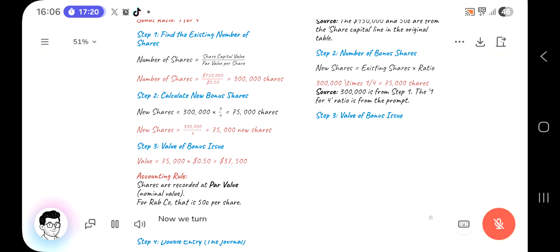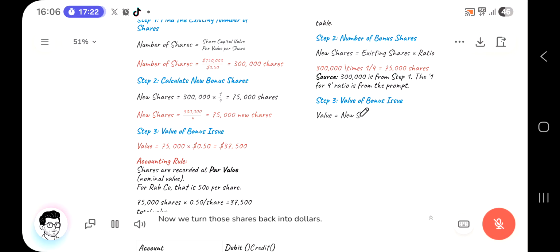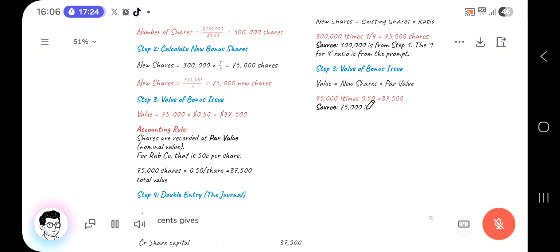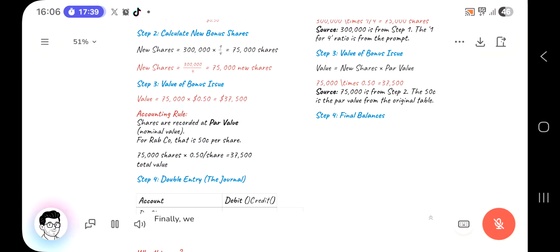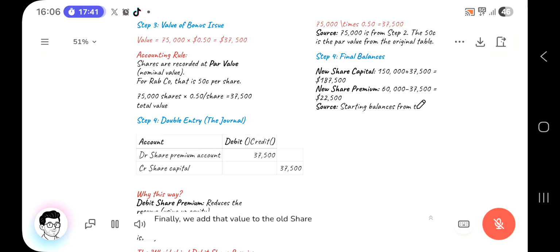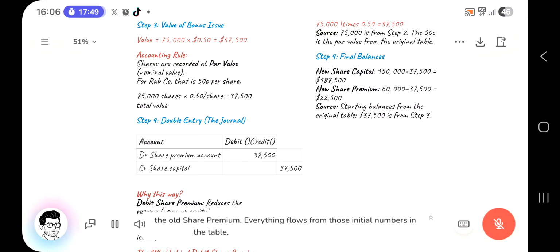Now we turn those shares back into dollars. 75,000 shares times 50 cents gives us the $37,500 value. This is the exact number your notes show for the journal entry. Finally, we add that value to the old share capital and subtract it from the old share premium. Everything flows from those initial numbers in the table. How does that breakdown look to you?